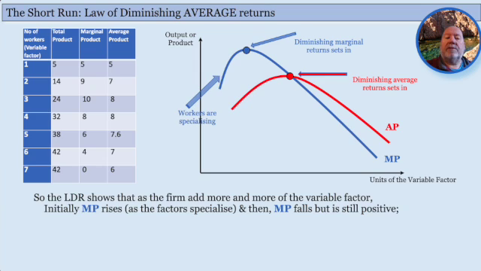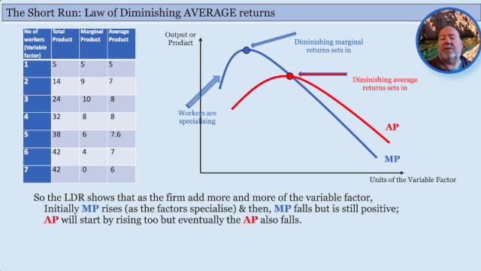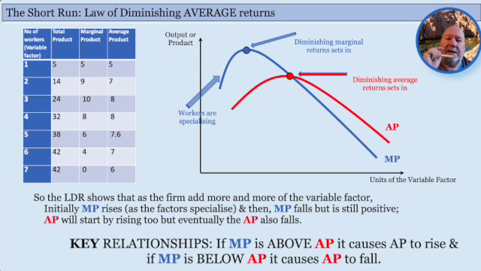So initially your marginal product rises, brings up your average, then it falls, but it's still positive. So average product starts to rise, but then eventually the average product will come down. But the key relationship is if the marginal is above the average, the average will rise. If the marginal's below the average, it will fall. So that's really key in this diagram and in the cost diagram that we're going to come on to.